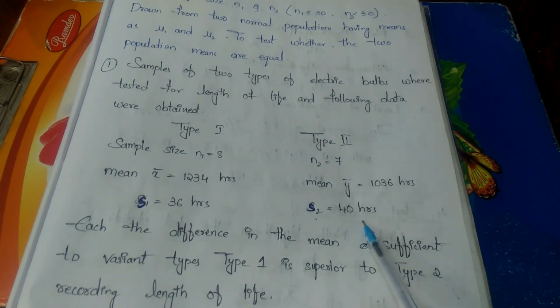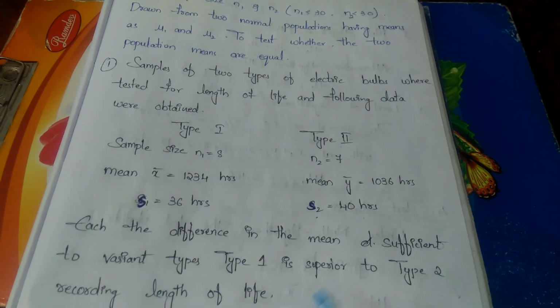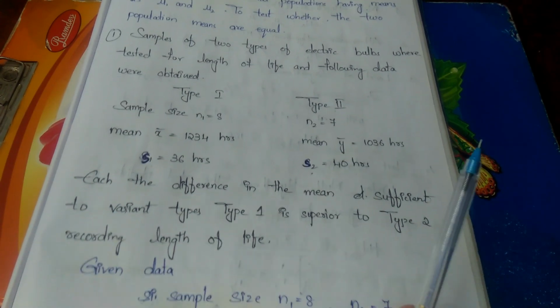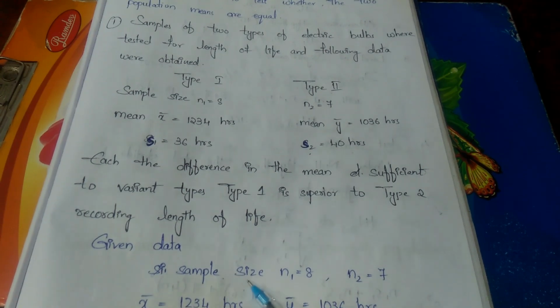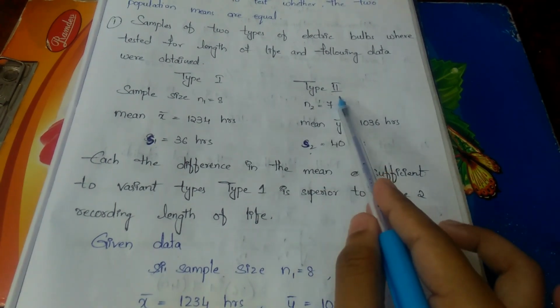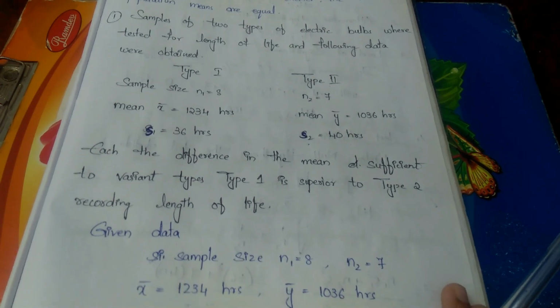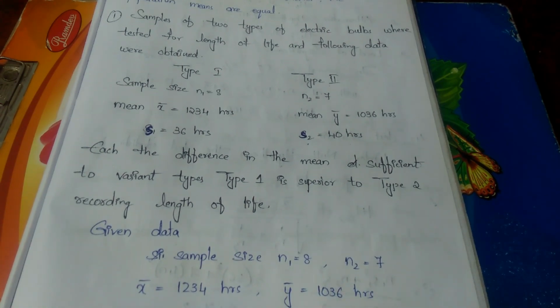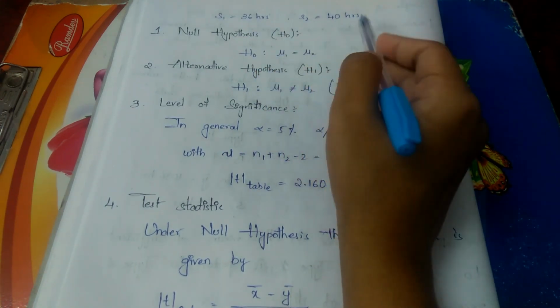Is the difference in the means sufficient to say that type 1 is superior to type 2 according to the length of life? So first write the given data, that is the sample sizes for type 1 and type 2: n1 equals 8 and n2 equals 7, x bar equals 1234 hours and y bar equals 1036 hours, and s1 is given as 36 hours and s2 is 40 hours.